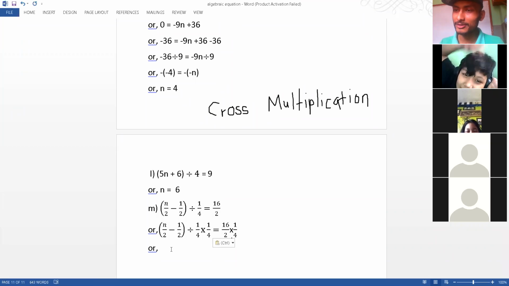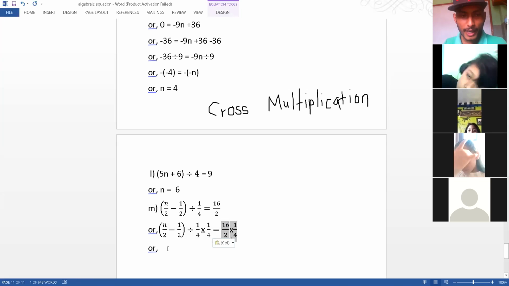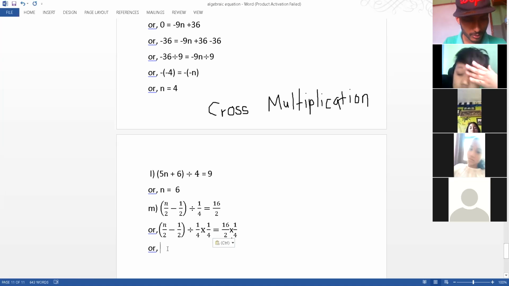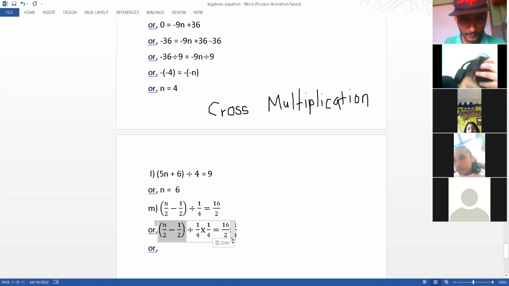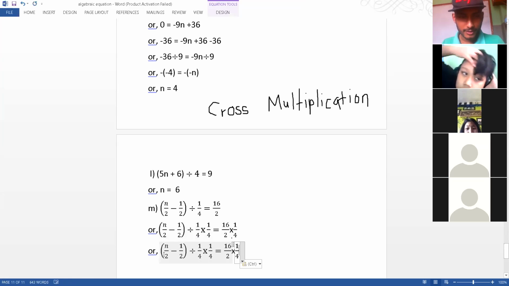Okay, so this is what happens, right? Now there is one thing that you need to understand. Whenever I'm multiplying, this 1 will multiply with 16. Please try to understand what I'm saying, right? This 1 will multiply 16 and this 4 will multiply 2. So what we can do at the end of the day is like this.